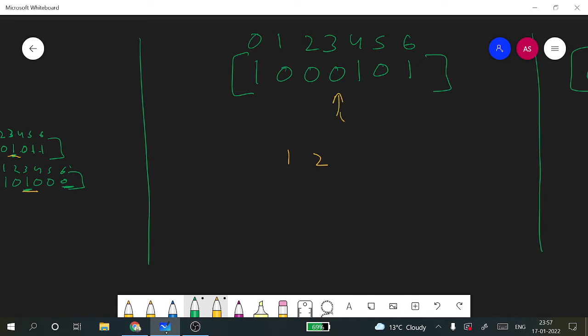If he sits here, the minimum distance to the 1 is 1 here. So he gets 1 as the answer. If he sits here, then the minimum distance is again 1. So he gets 1 as the answer. He cannot sit here because these are all preoccupied. So the maximum of these is 2. So our answer is 2.